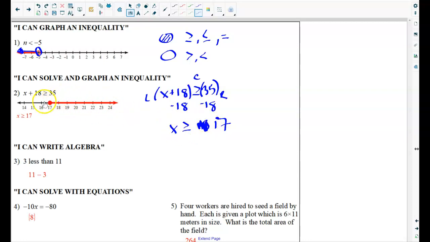So let's go to 17. Here's the equal, so I'm going to close it. And any number bigger, so I go this way, because these are bigger. Okay? Alright. Let's now go to 3 less than 11.